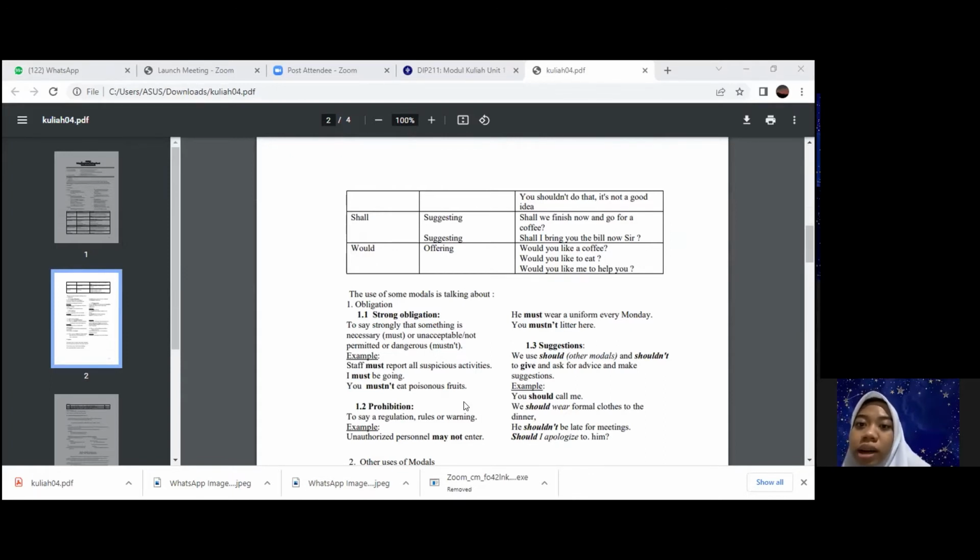And the last one is would. That use or meaning is for offering. For example, would you like a coffee? Would you like to eat? And the last, would you like me to help you?